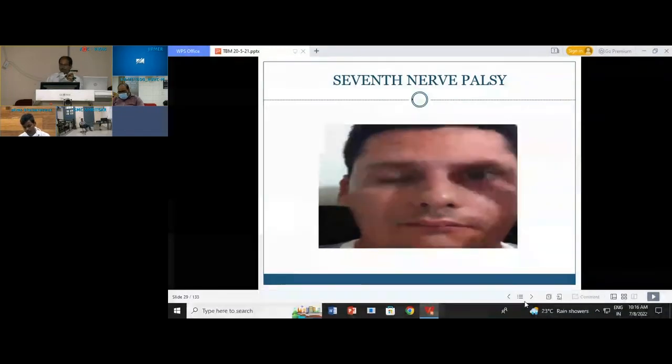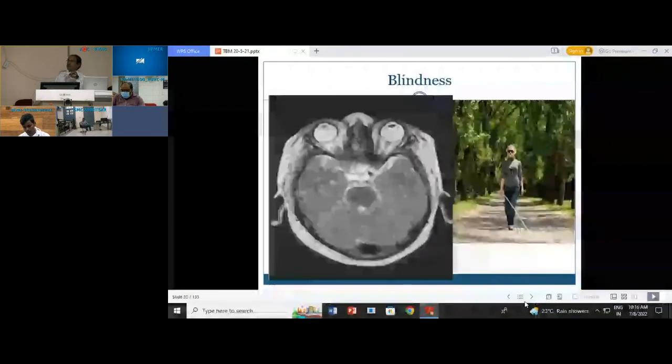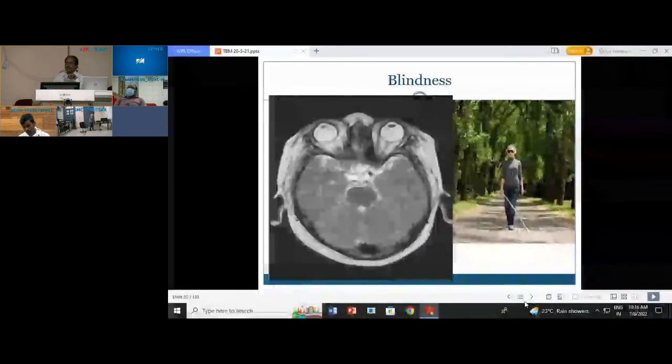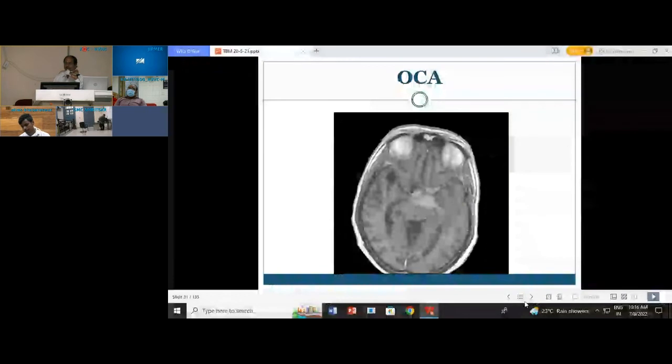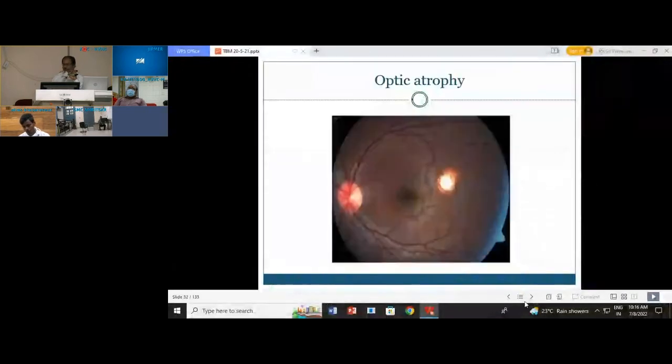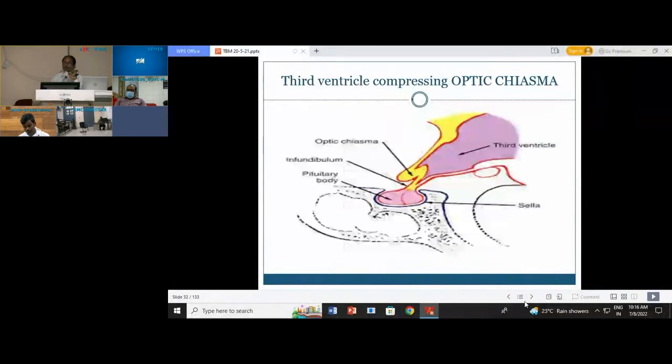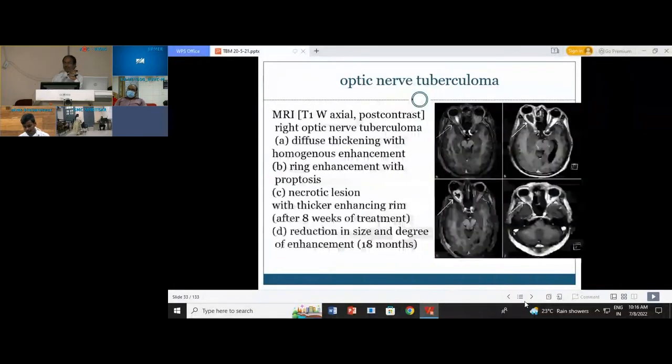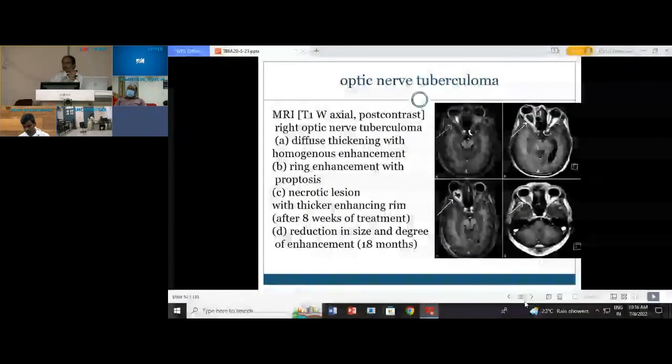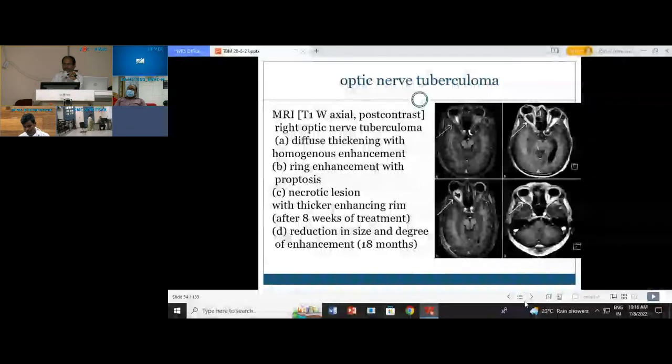One should have some knowledge about tuberculosis meningitis. Blindness is another important feature. The causes of blindness in a patient with tuberculosis meningitis are optic-chiasmal arachnoiditis, optic atrophy, the third ventricle compressing the optic chiasma and the optic nerve, tuberculoma, and ethambutol toxicity. There are various causes of blindness. You can see the diffuse thickening.